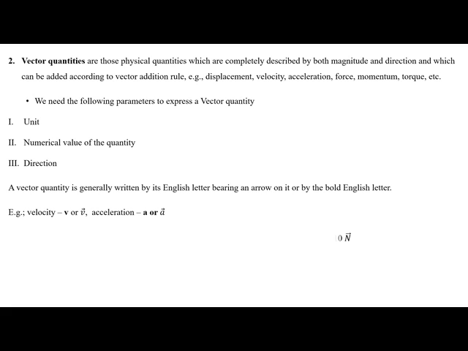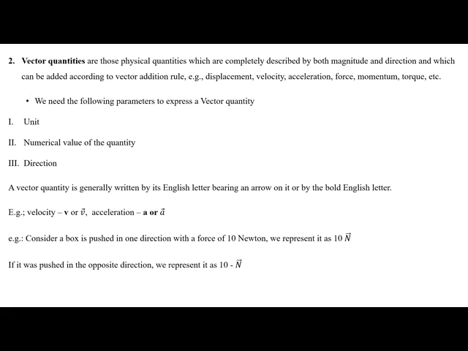Okay, so now you see, for example, consider a box is pushed in one direction with a force of 10 Newton. So how do we write? We represent it as 10 Newton N with an arrow on the top, or we simply write 10 bold N. If it was pushed in the opposite direction, how do you write? We write it as minus 10 Newton with an arrow on the top, or we bold it. So negative direction is also there, a positive direction is also there in the case of vector quantity.